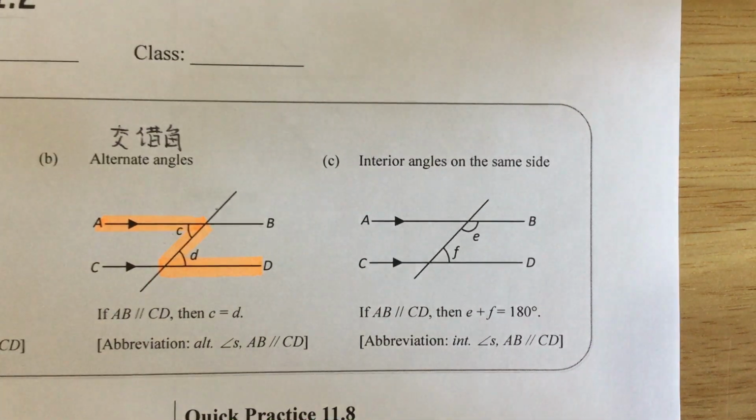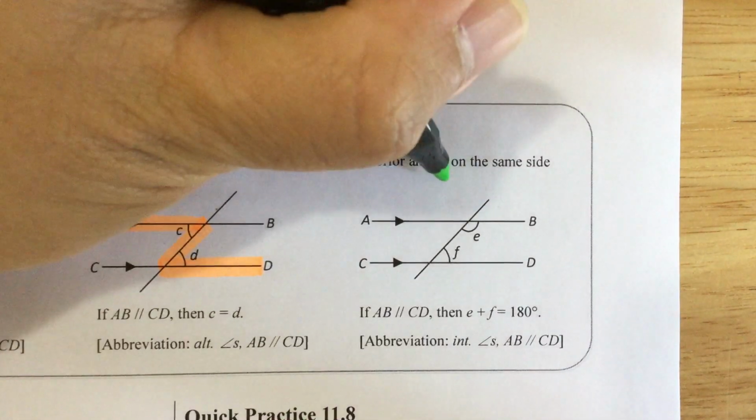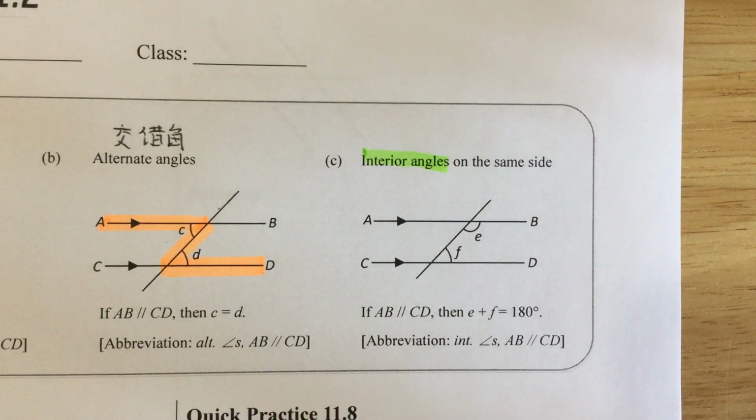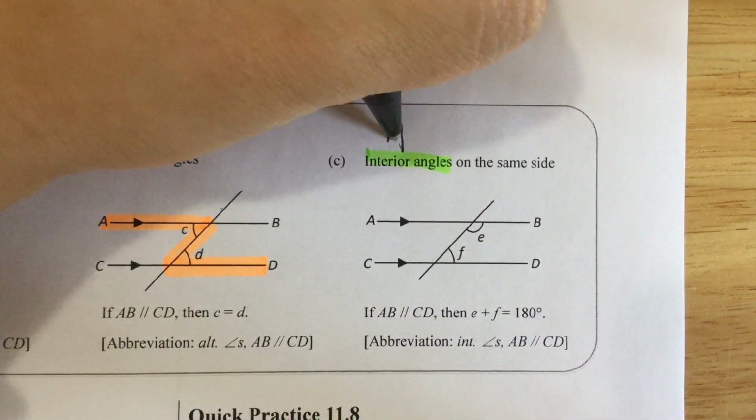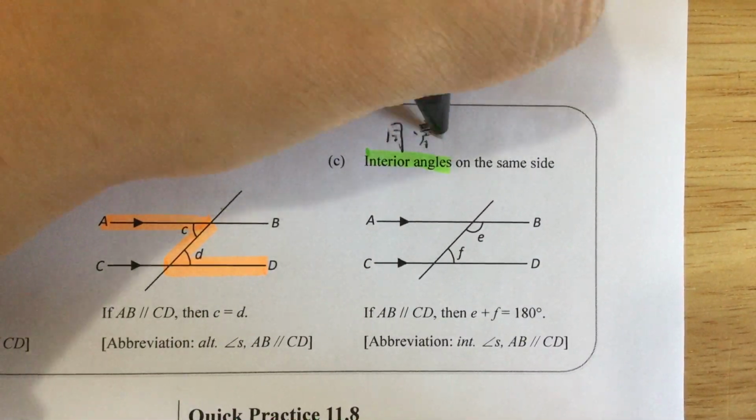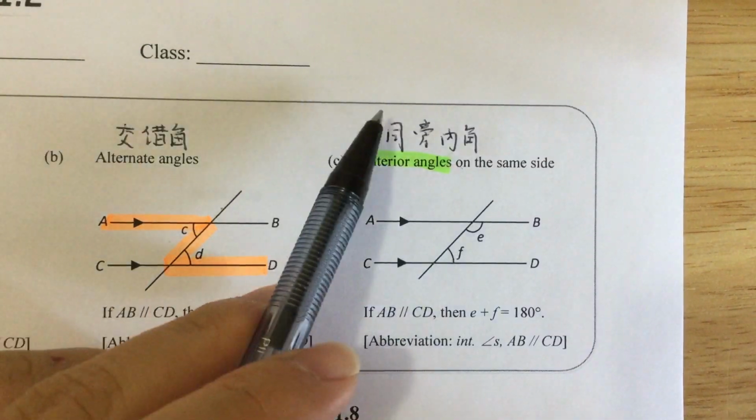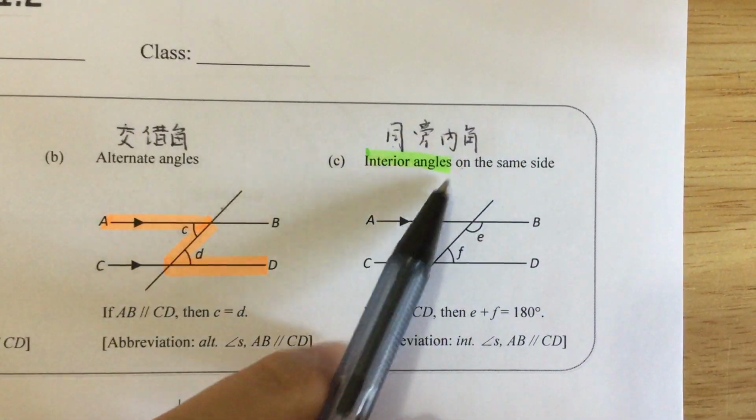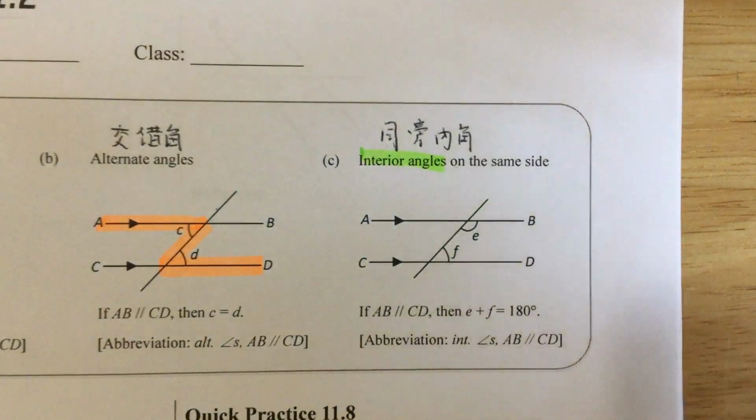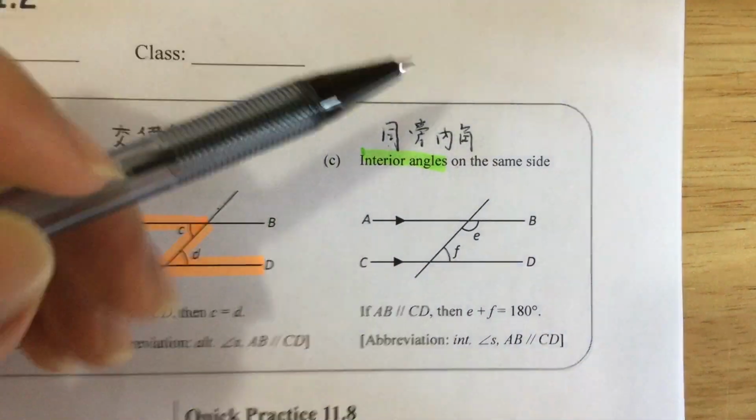Hello all, in this video we will talk about the interior angle on the same side. In Chinese it's called 同旁內角. It's the whole name because same side means 同旁, and 內角 means the interior angle. So you must know the meaning of the interior angle.